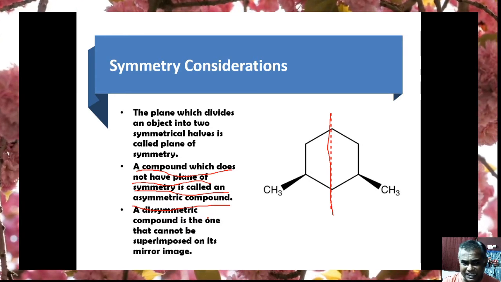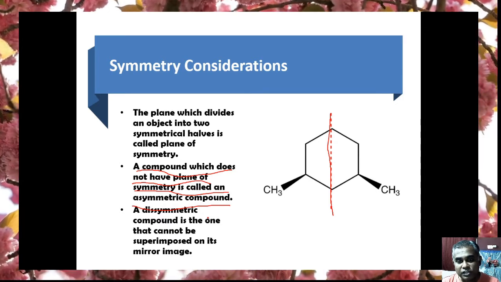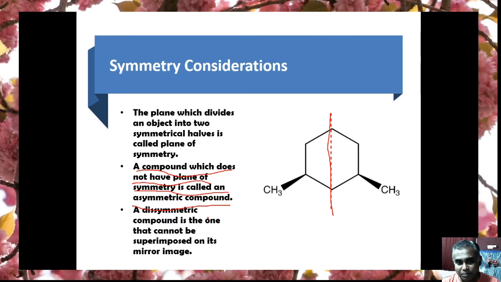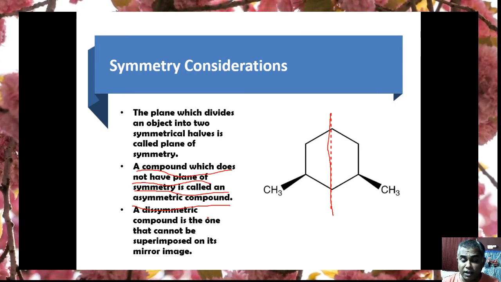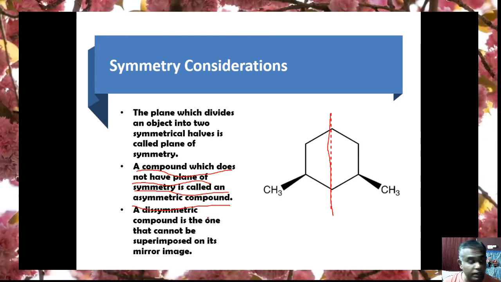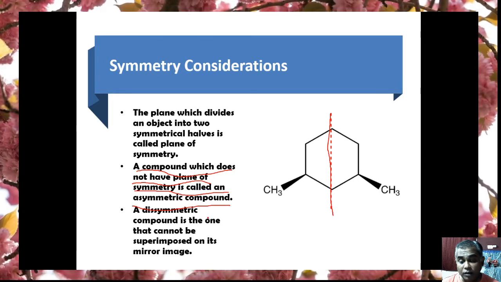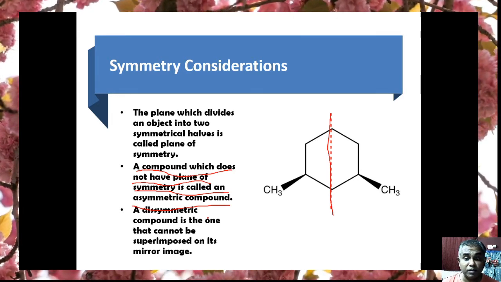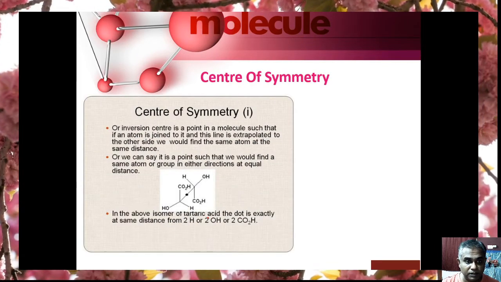But what is a dissymmetric compound? A dissymmetric compound is one which can have a simple axis of symmetry, but it should not contain an alternating axis of symmetry, which we will be seeing very shortly. And a dissymmetric compound is the one that cannot be superimposed on its mirror image. Let us see what is center of symmetry.